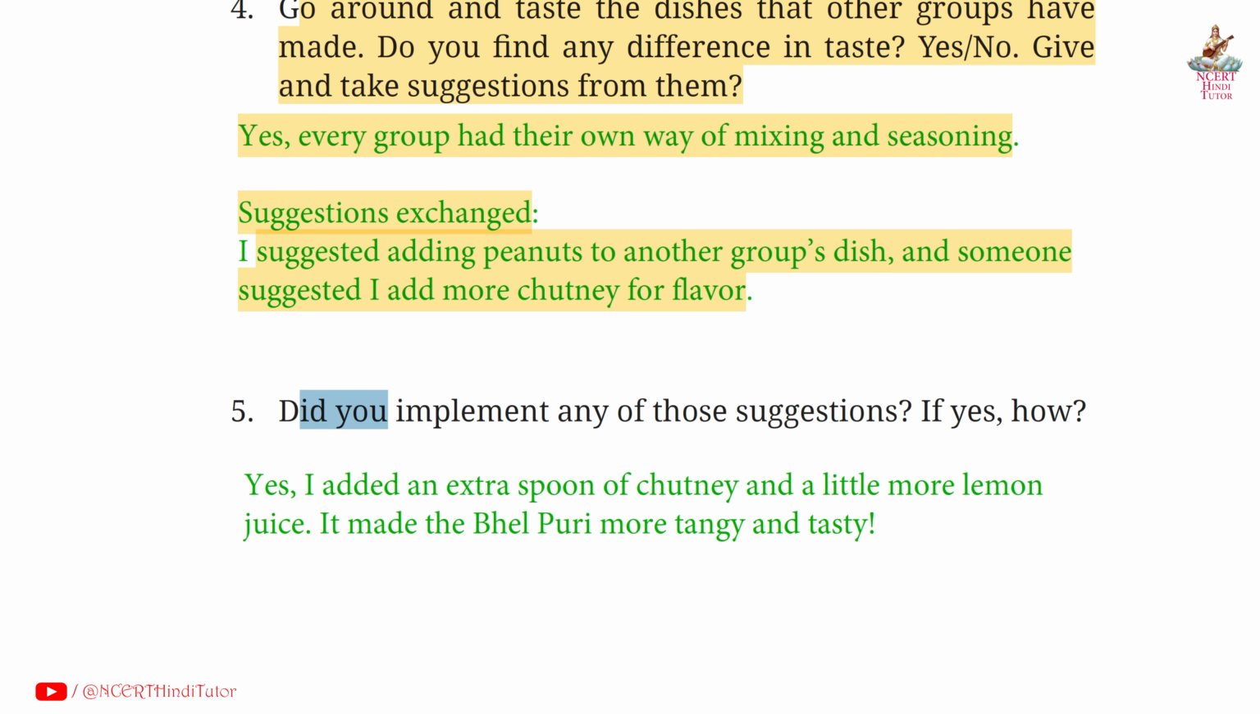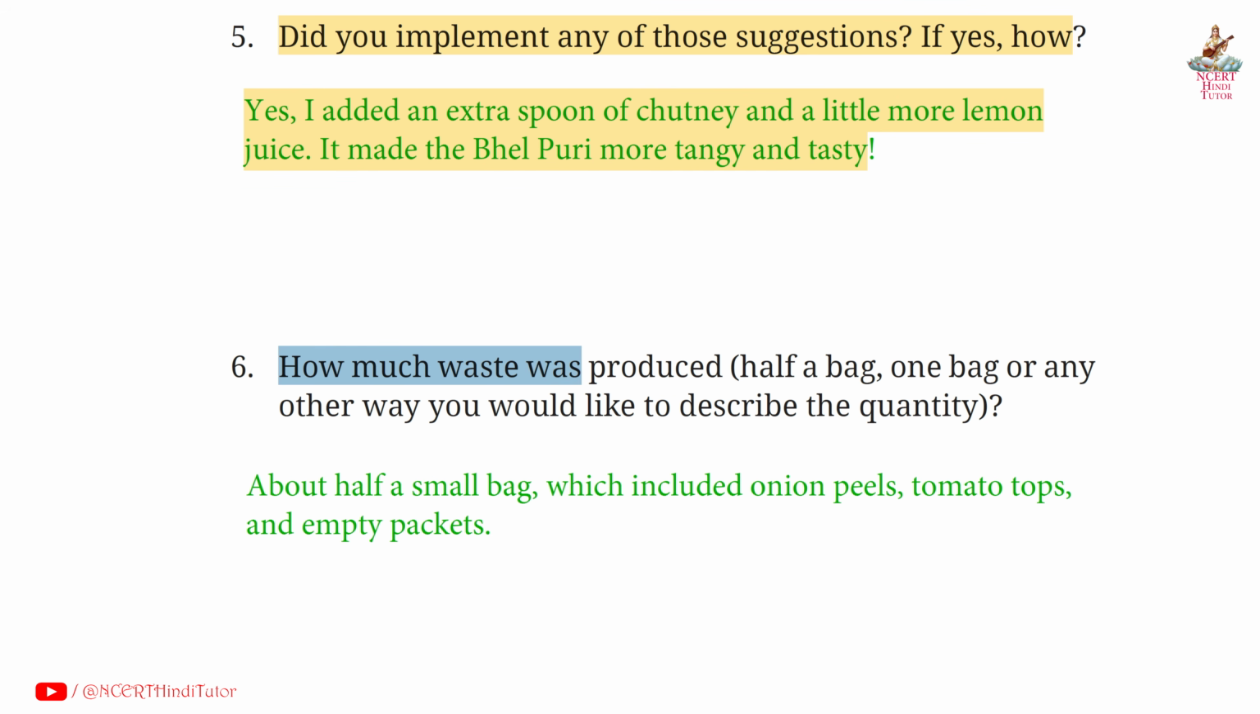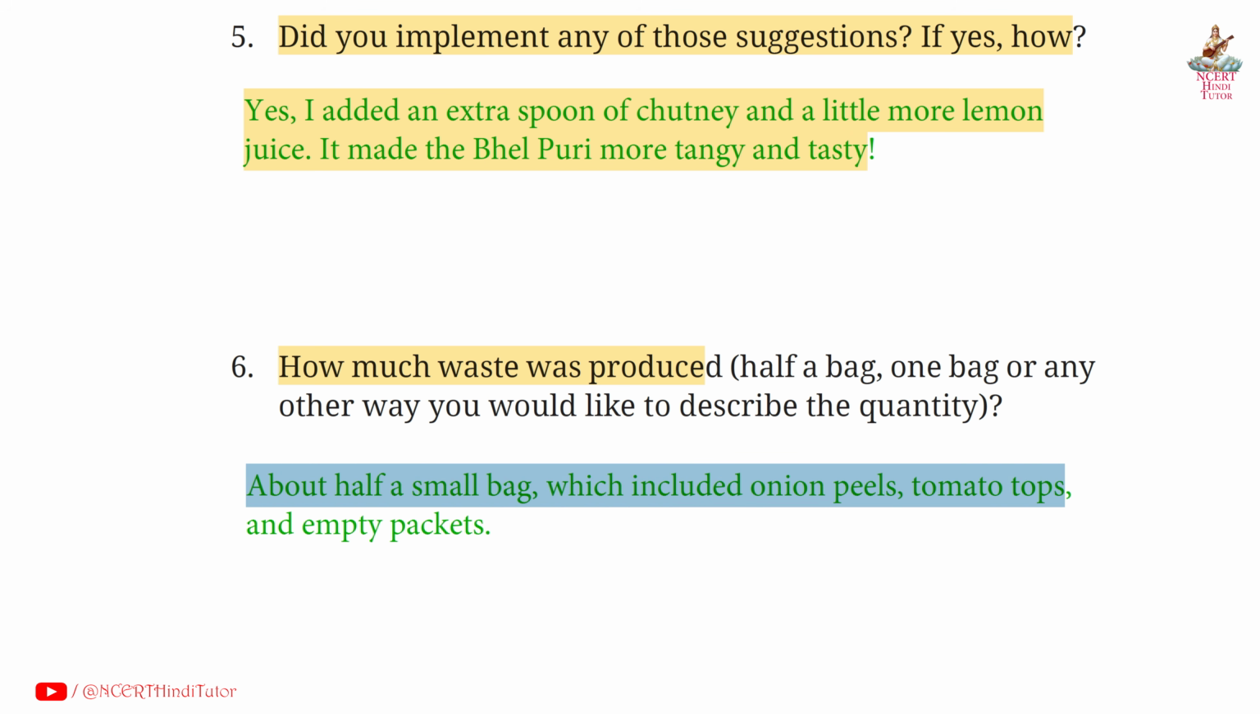Question 5. Did you implement any of those suggestions? If yes, how? Answer: Yes. I added an extra spoon of chutney and a little more lemon juice. It made the bhel puri more tangy and tasty. Question 6. How much waste was produced? Answer: About half a small bag, which included onion peels, tomato tops, and empty packets.